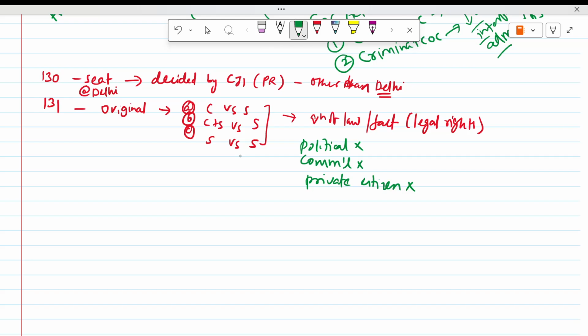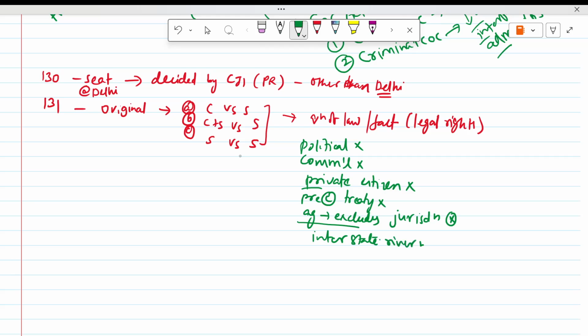And other than that, any pre-constitutional treaty or agreement, anything pre-constitutional related, then also you cannot go. And any agreement that excludes jurisdiction, then also you cannot go. Okay, so other than that, if there is any interstate river water dispute, you cannot go.